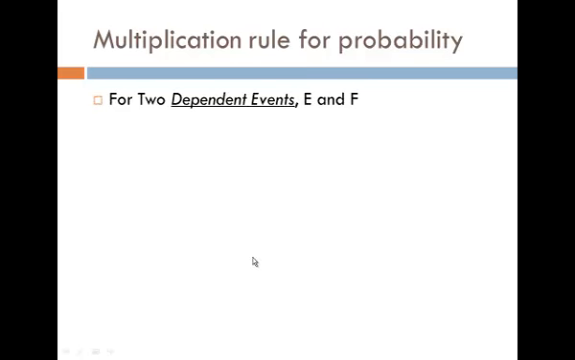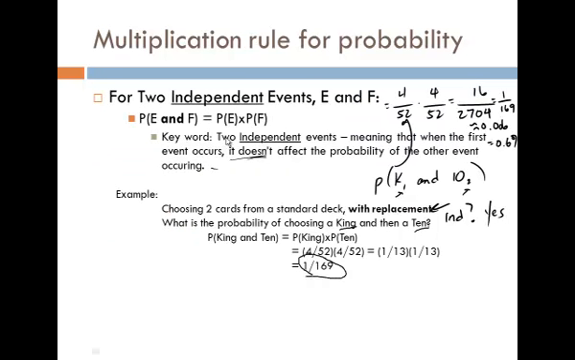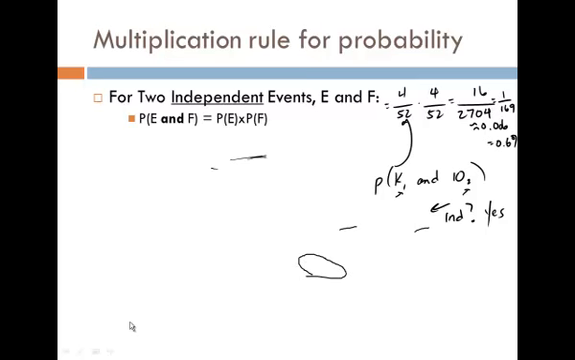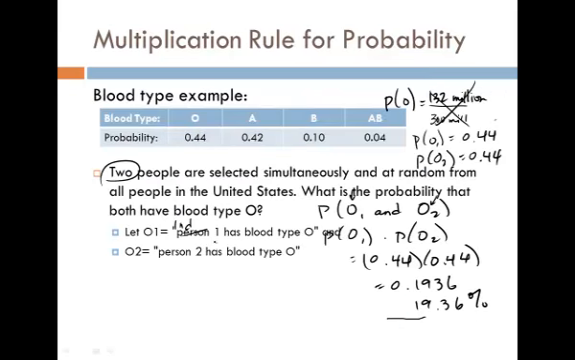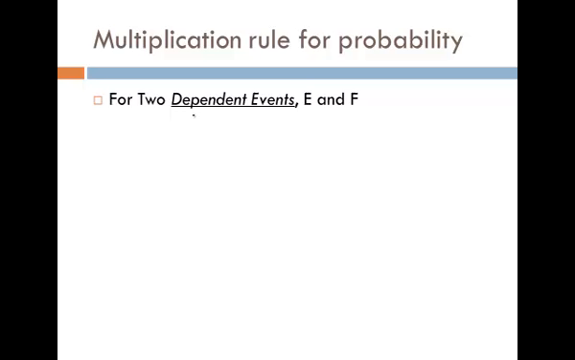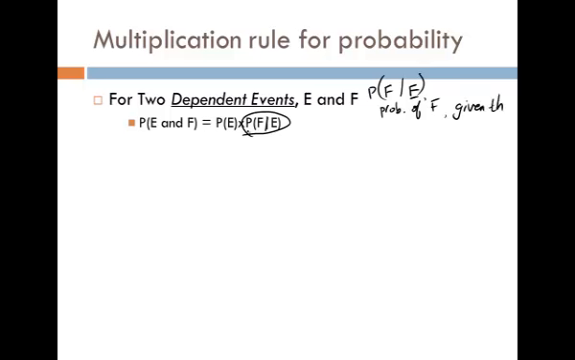Okay, so dependent events. Once again, the independent rule, let's go back to that, is that you multiply their probabilities. You multiply their probabilities and that's it. For dependent events, it's slightly different. You still do some multiplication, but we use what we call the probability of the second event given the first event. So P of F given E means the probability of F, given that E already happened or occurred. So we have to take into account that the first event already occurred, and then we can look at the probability of the second one.